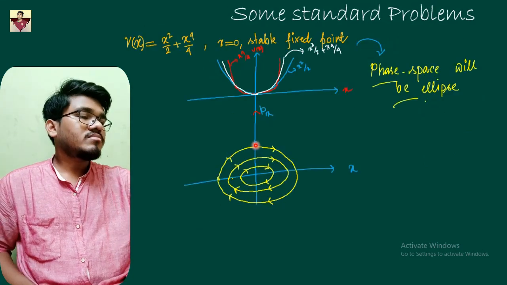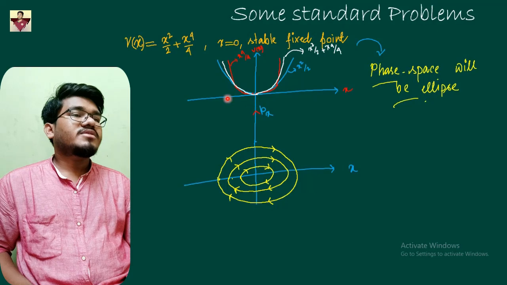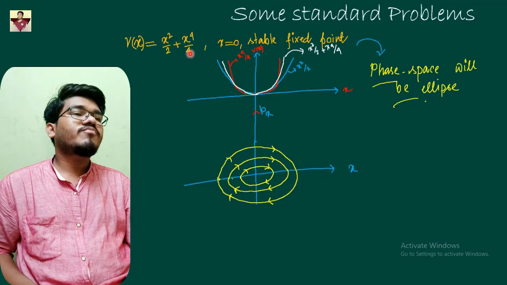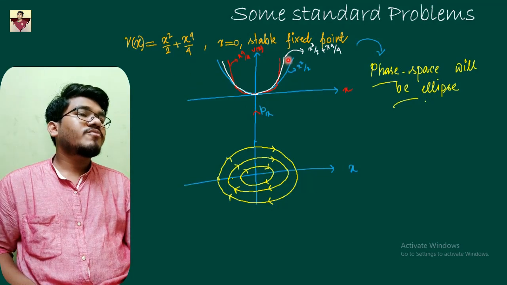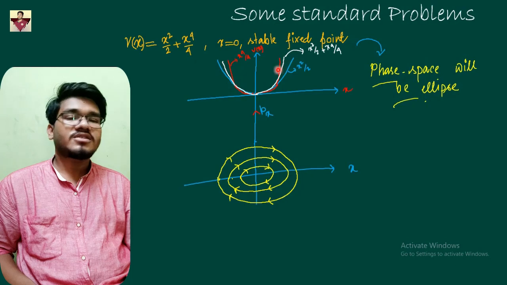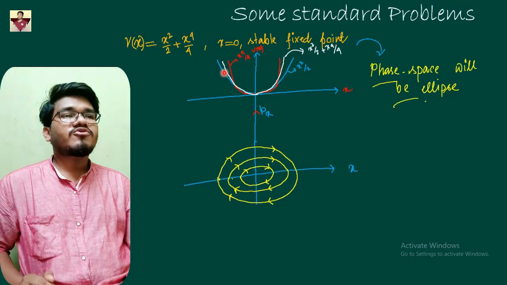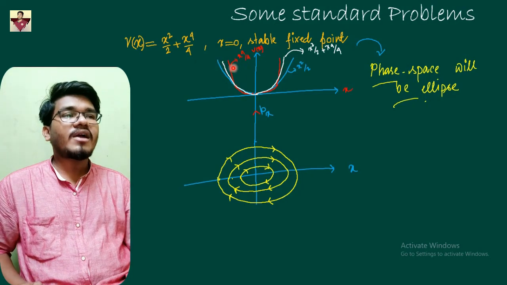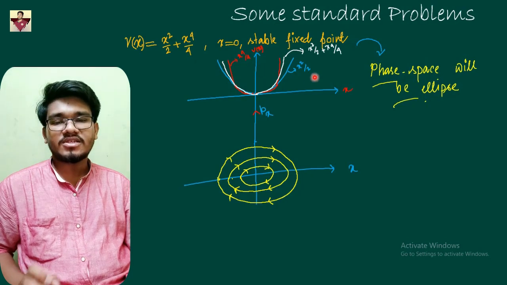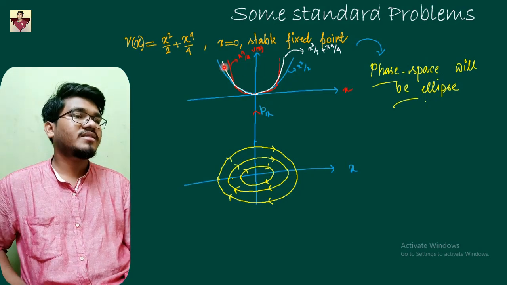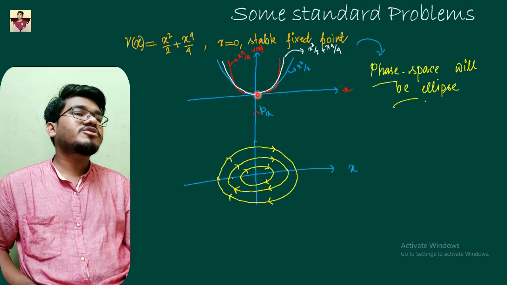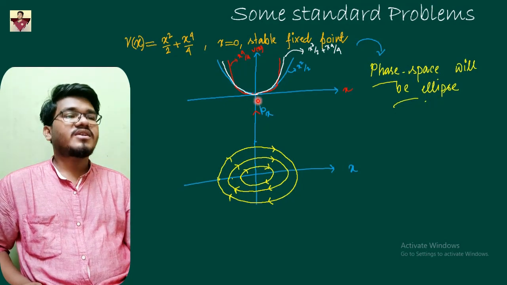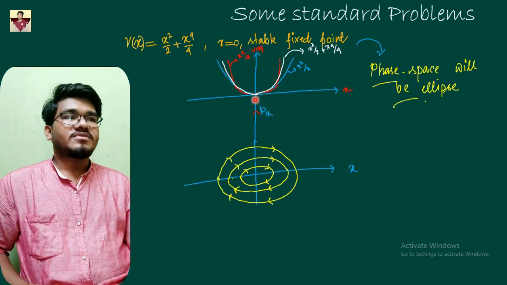Okay. Now here is one potential, x square by 2 plus x cube by 4. This white line is x square by 2 plus x cube by 4, this blue line corresponds to the curve for x square by 2, and the red line is x cube by 4. So this white line is somewhere between x cube by 4 and x square by 2, right? This curve will be like this. And as you can see, x equal to 0 is also a stable fixed point, right? So it will also be an ellipse.